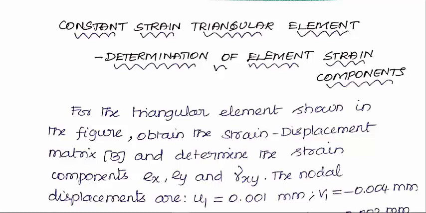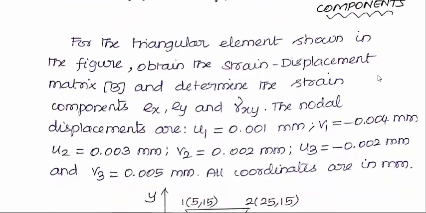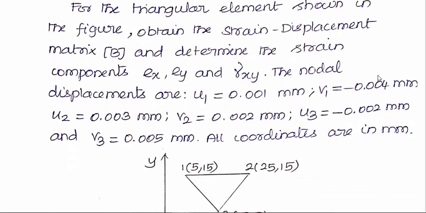Dear students, how to determine the element strain components for a constant strain triangular element? Let us discuss in this lecture video. For the triangular element shown in the figure, obtain the strain displacement matrix B and determine the strain components Ex, Ey and gamma xy.